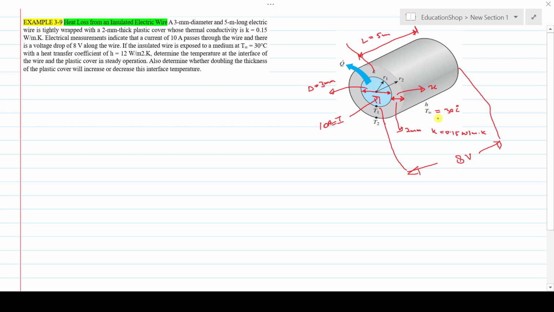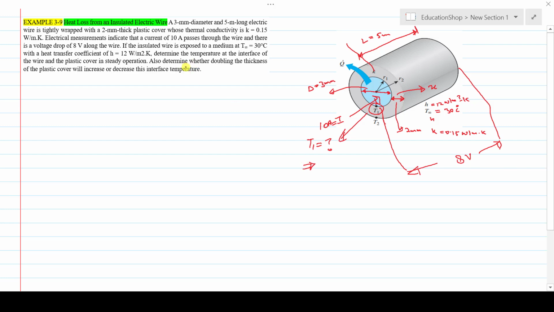of this medium is also given, let's say h, and it is 12 watt per meter square Kelvin. What we need to determine is the temperature at the interface of the wire, that is this temperature T1. This is our requirement. Determine the temperature at the interface of the wire and the plastic cover in steady operation. Also determine whether doubling the thickness of the plastic cover will increase or decrease the interface temperature.